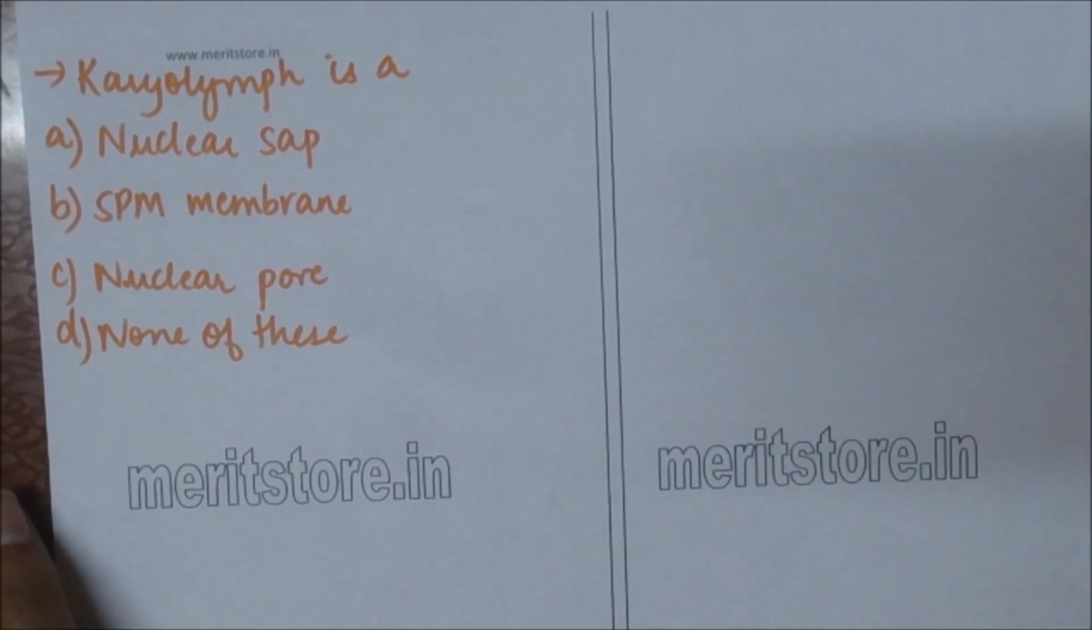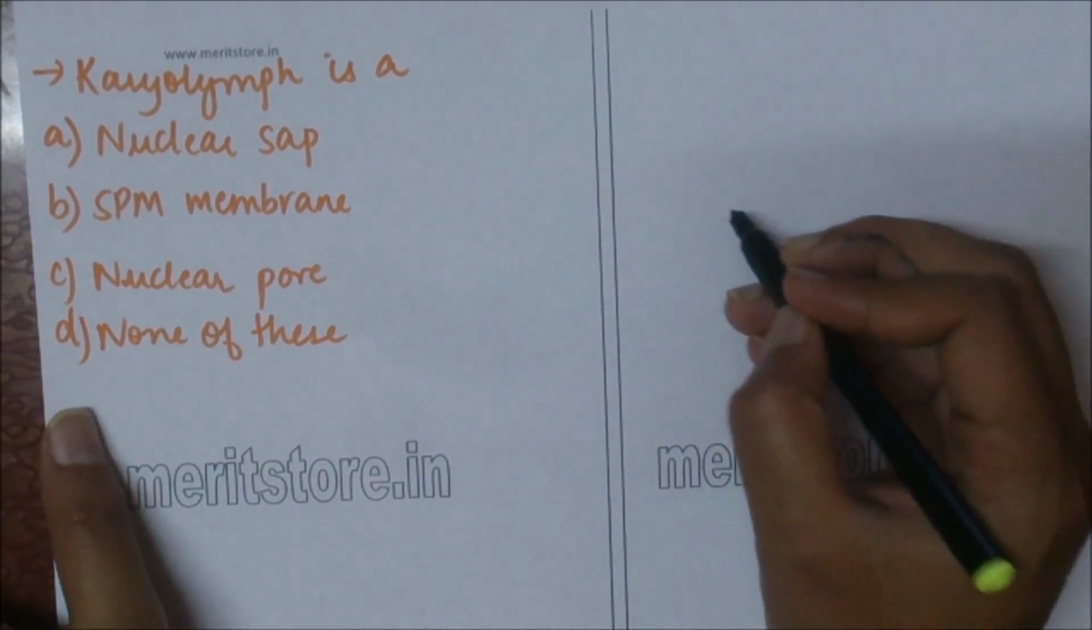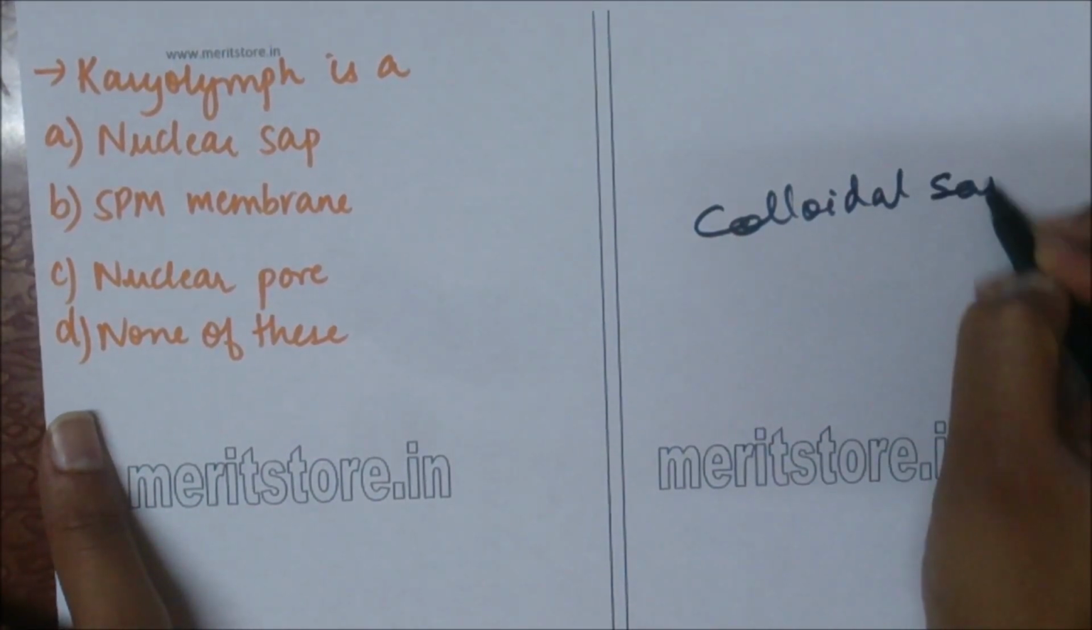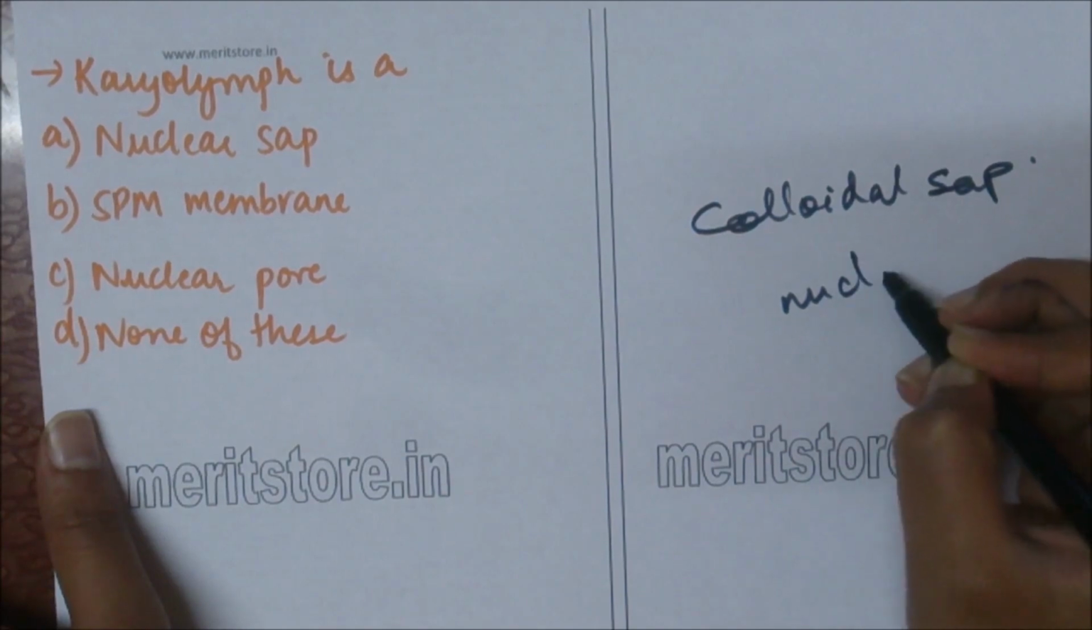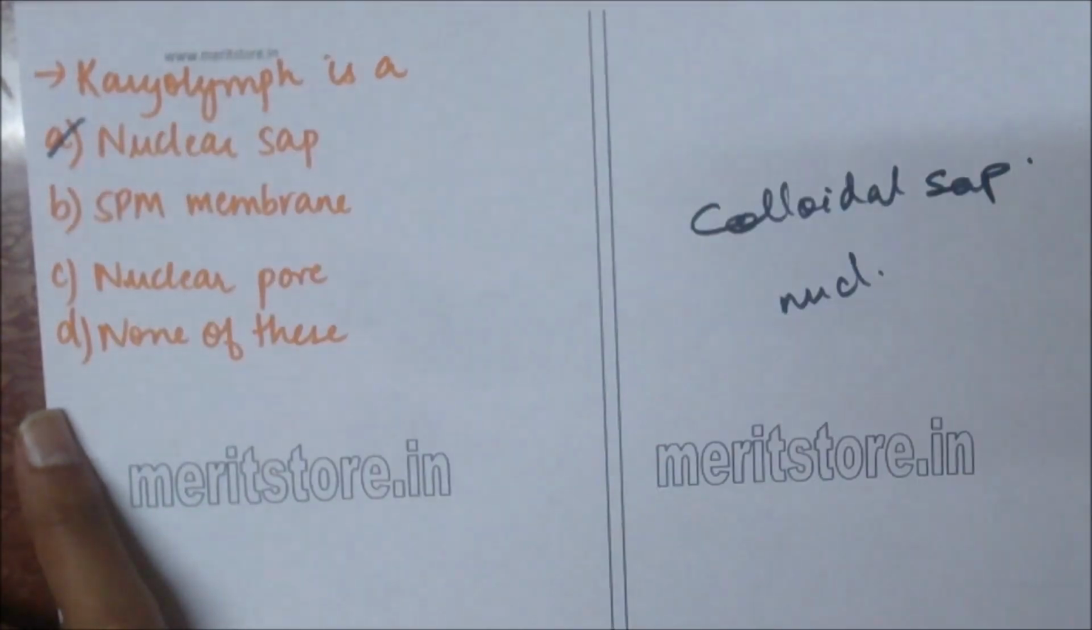Karyolymph is A. Nuclear sap, B. plasma membrane, C. Nuclear pore, D. None of these. The colloidal sap inside the nucleus is known as nucleoplasm or karyolymph. So it is nuclear sap, option A.